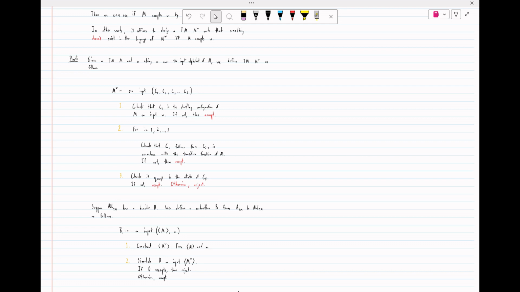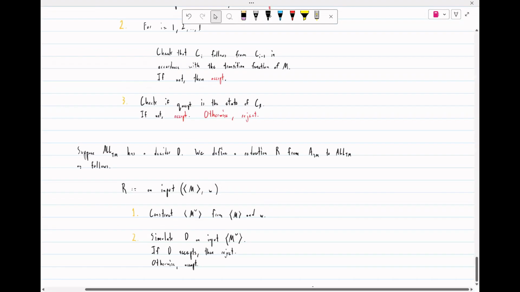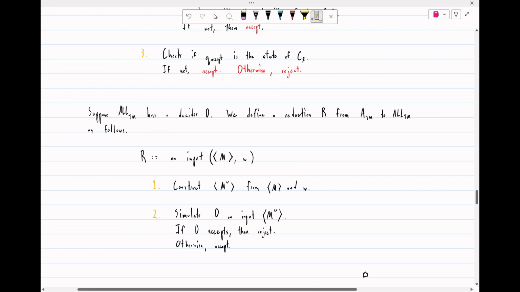Any ideas about what should change to get a reduction to all PDA? So, well, let's start by looking at this part of the proof, this reduction that we give. Now I'm still designing a decider for ATM, which means that my input instances aren't going to change. I'm still going to give you some description of a Turing machine, and I'm still going to give you some string W, and I want to know if that Turing machine accepts that string.